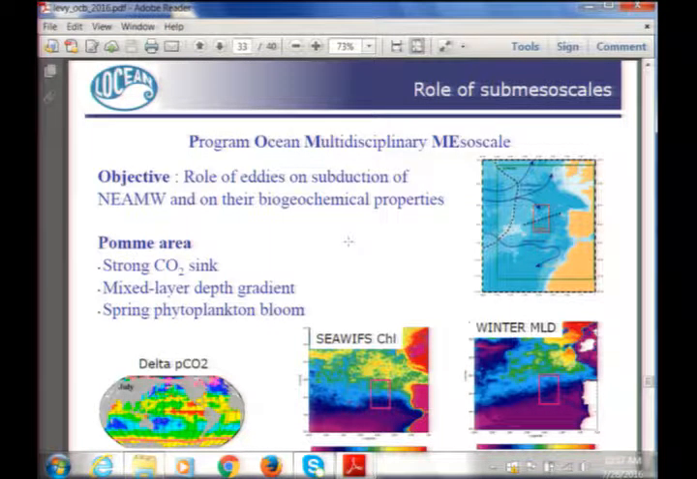Well, and I'm going to show you some results of this study, which looked with a high-resolution model on the role of subduction in this region.